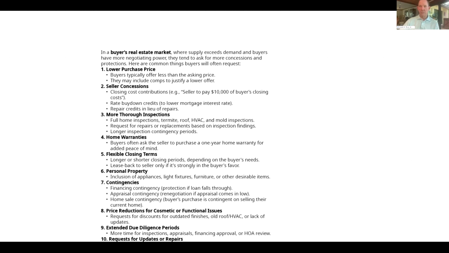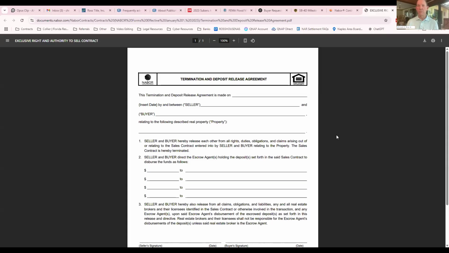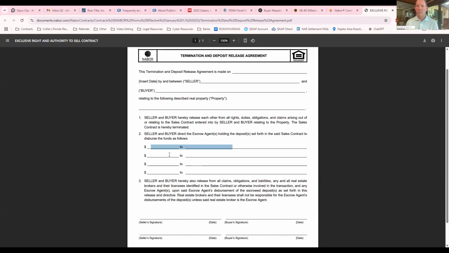It's amazing to me, and I think it's a wonderful thing, that a lot of people have never used this form. I've heard that so many times. Here's the form: termination and deposit release agreement. Seller and buyer hereby release each other from rights, duties, obligations, and claims arising out of the sales contract. And you just simply put in how much the buyer is going to get and how much the seller is going to get.